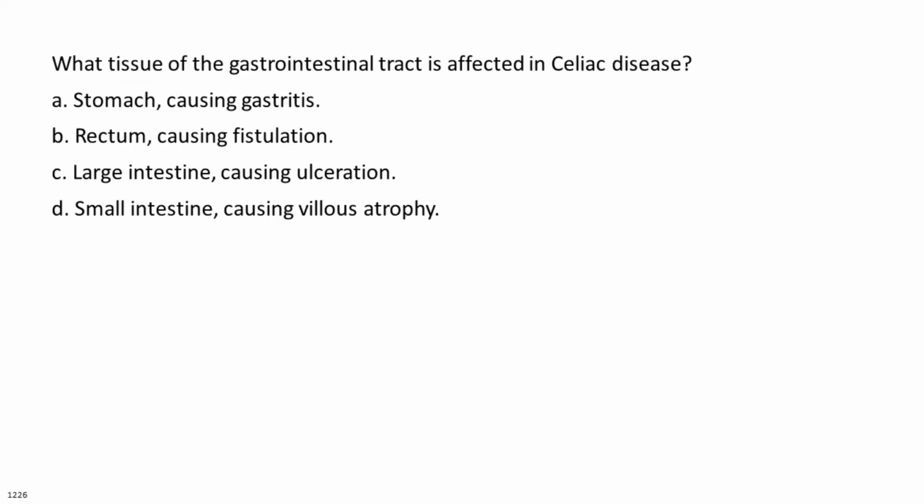What tissue of the gastrointestinal tract is affected in celiac disease? A. Stomach, causing gastritis. B. Rectum, causing fistulation. C. Large intestine, causing ulceration. D. Small intestine, causing villus atrophy.